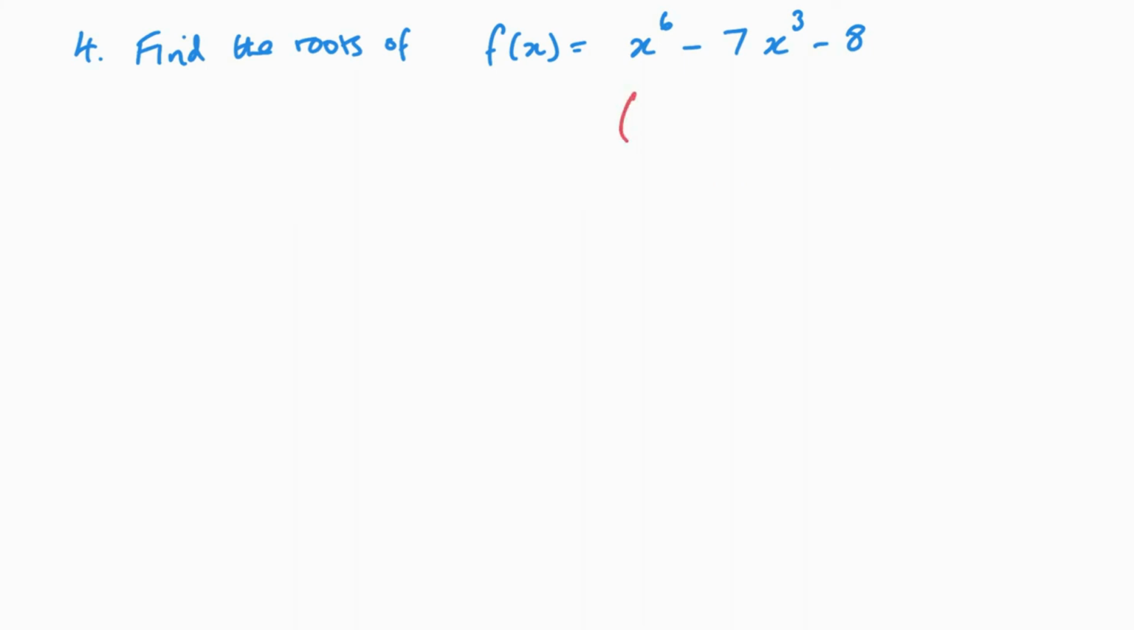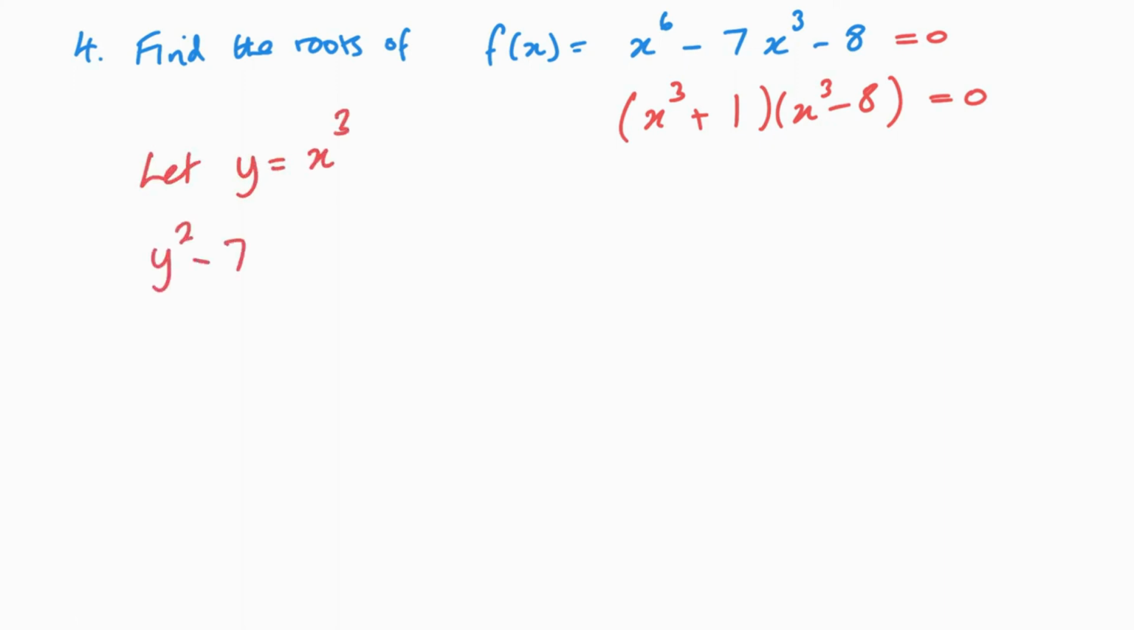So in this case we've got x cubed and x cubed, and it's going to be 8 and 1, with the 8 positive and the 1 negative. Now another way of approaching this could have been to let y equals x cubed, and then you've got y squared minus 7y minus 8 equals 0. And obviously you end up with the same answers.